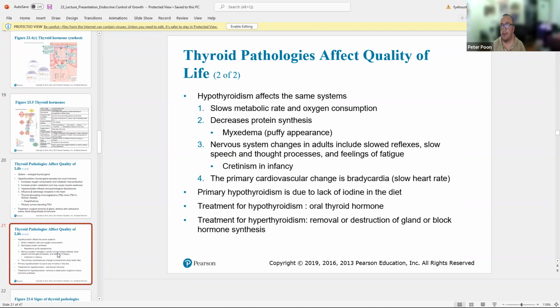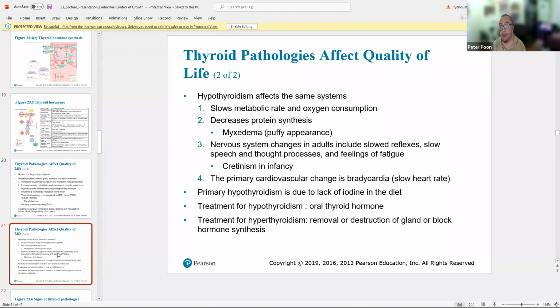Hypothyroidism leads to slow metabolic rate and oxygen consumption, decreases protein synthesis, which leads to low levels of protein in the blood, which leads to myxedema and the puffy face, especially around the eyes. Your eyes look puffy. Okay, so nervous system changes, bradycardia.